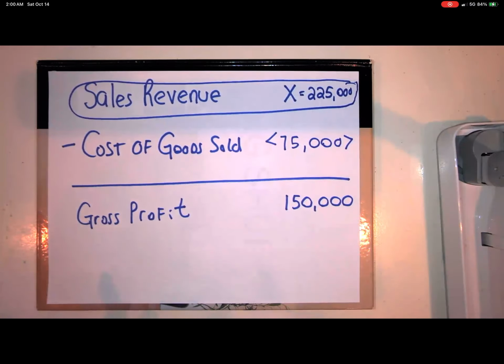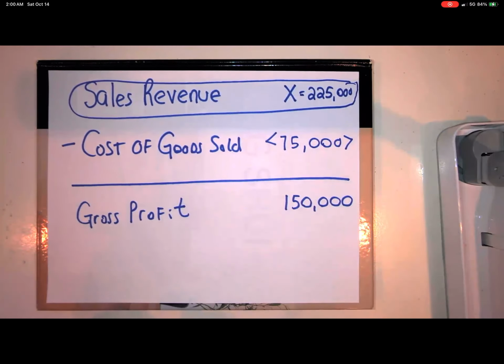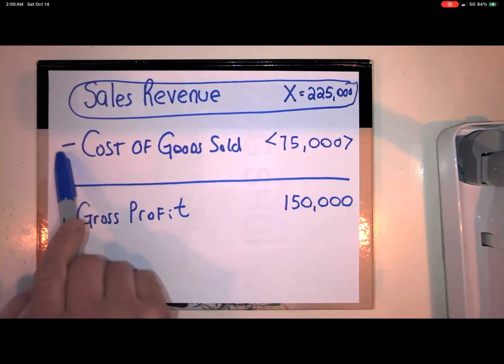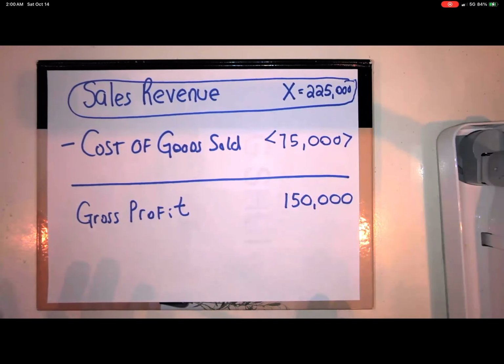And if you don't mind, look up here for a quick second at the way I wrote this, specifically the cost of goods sold. I put the number in brackets, and I only do that to indicate it is being subtracted in the calculation. So the brackets mean subtract that number.